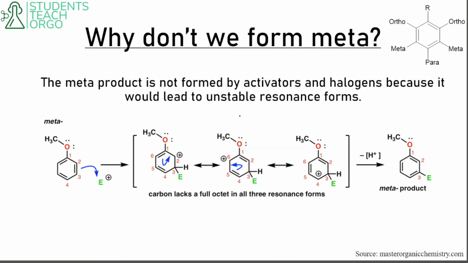Now the next question is, why don't we form meta? The meta product is not formed by activators and halogens because it would lead to unstable resonance forms. So this is basically the worst choice. You're not going to get any resonance structure here where every atom has a full octet. In each case, there is an atom without a full octet, and you don't want that. That's why we don't form meta.